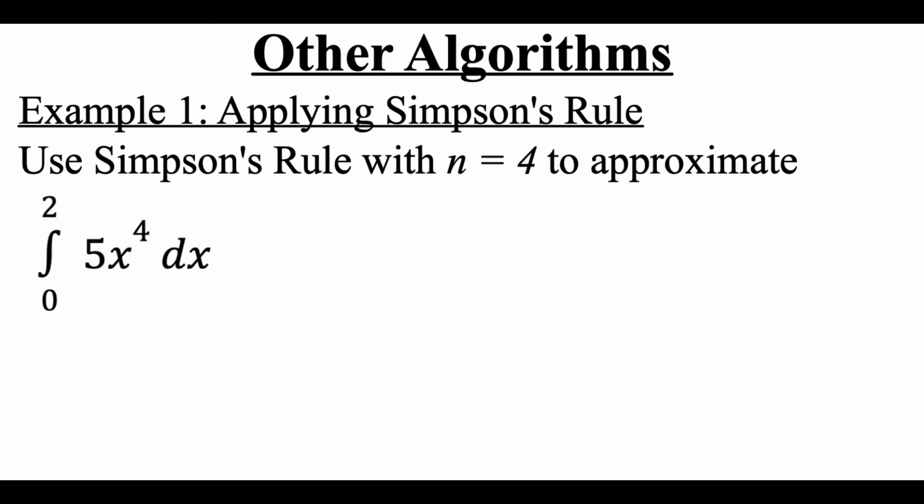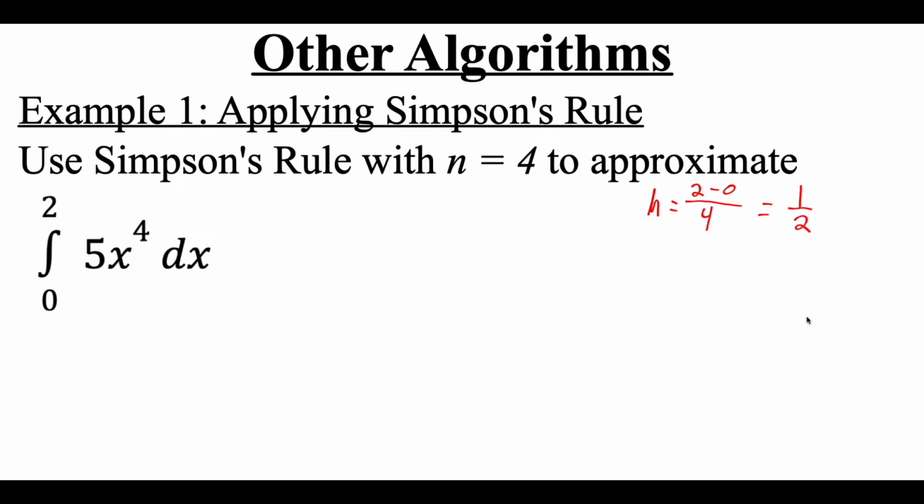In this example, we're going to use Simpson's rule with an n value of 4 to help us approximate the integral of 5x to the 4th dx from 0 to 2. The first thing I want to find is my h value. To do that, we take our upper limit minus our lower limit and then divide by the n value. Our upper limit was 2, our lower limit was 0, and we've got an n value of 4. So that gives me an h value of 1/2 if we reduce that down.